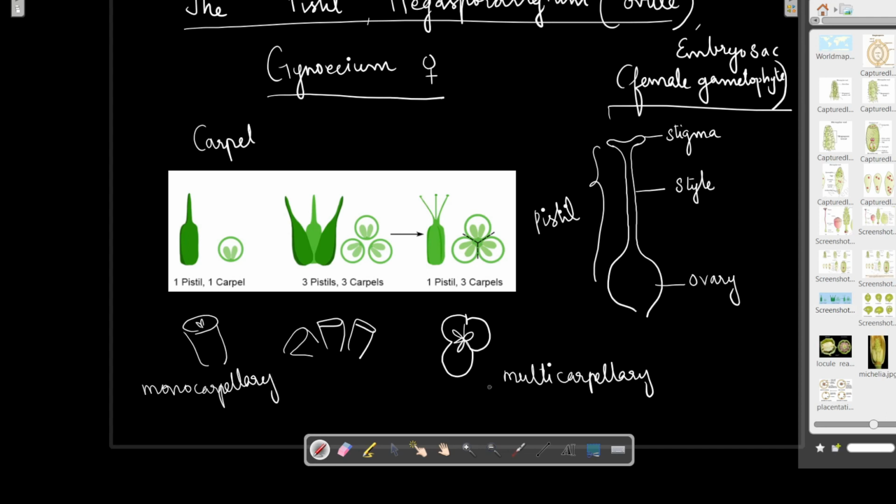In some cases, this is multicarpellary, see, in this also the case is multicarpellary, because in a flower there are many carpels. But if all the carpels are fused together, joined together, we call it syncarpous. This ovary is a syncarpous ovary. Multicarpellary, syncarpous ovary, because they are fused. And in this case, we call them apocarpous ovary, since they are not fused, they are free, they are not joined. So these are multicarpellary apocarpous ovary, and this is multicarpellary syncarpous ovary.